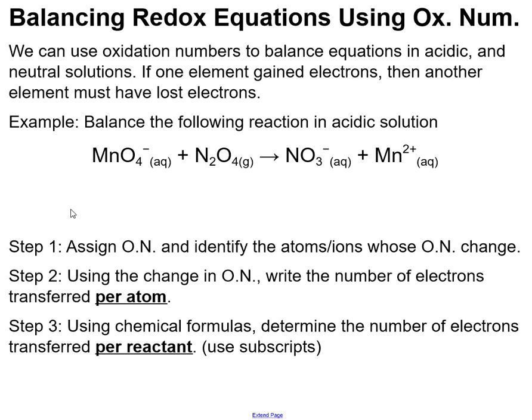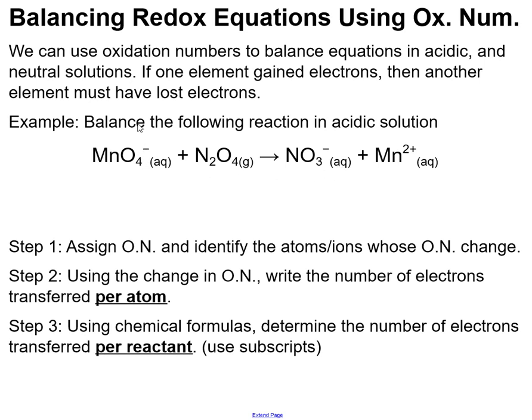We can use the oxidation numbers to balance equations in acidic or neutral solutions. If one element gained electrons, then another element must have lost electrons. So step number 1: assign oxidation numbers and identify the atoms or ions whose oxidation numbers changed. Let's go through this. We have permanganate reacting with dinitrogen tetraoxide, producing nitrate ions and manganese ions. This is an unbalanced equation.